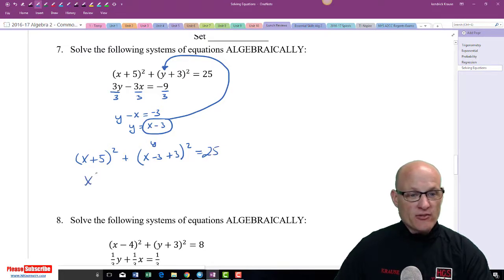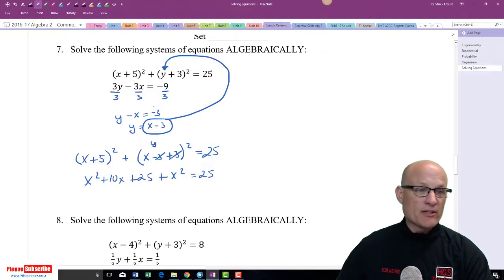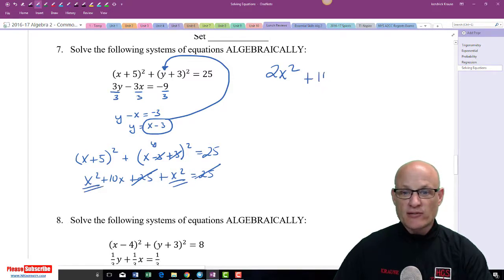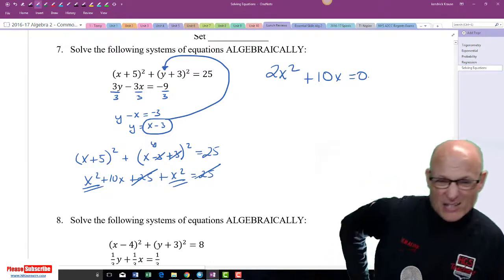So this gives me x squared plus 10x plus 25 plus x squared equals 25. If I bring the 25 over, I get 0 over there, and on this side they cancel. So what I end up with is 2x squared plus 10x equals 0. For some reason this really boggles some students' minds.